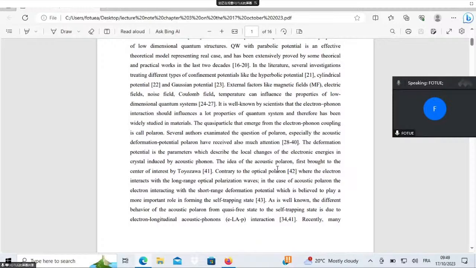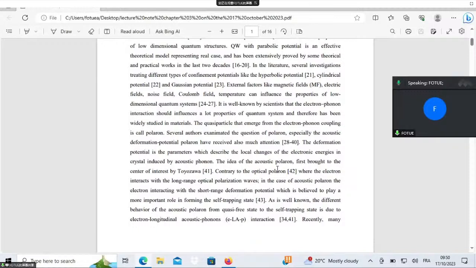As I say, Toyozawa instead says that the acoustic polaron is local compared to the optical polaron, which is taking the polaron in the long-range optical polarization. So, in this case, the acoustic polaron is a kind of short-range deformation potential instead of a long-range optical polarization. The different behavior of the acoustic polaron, from quasi-free state to the self-trapped state, is well known to be due to the electron-acoustic phonon interaction.